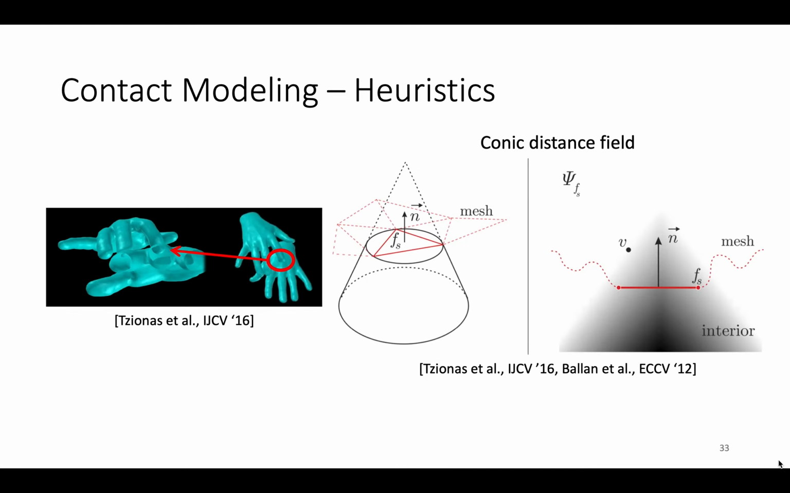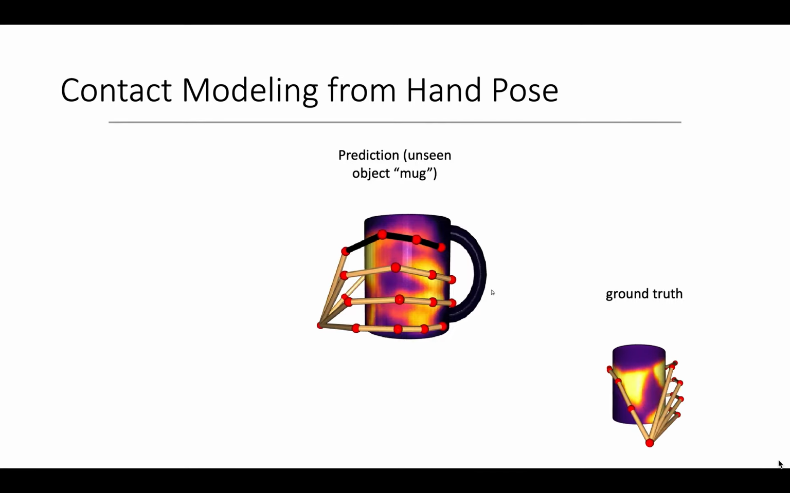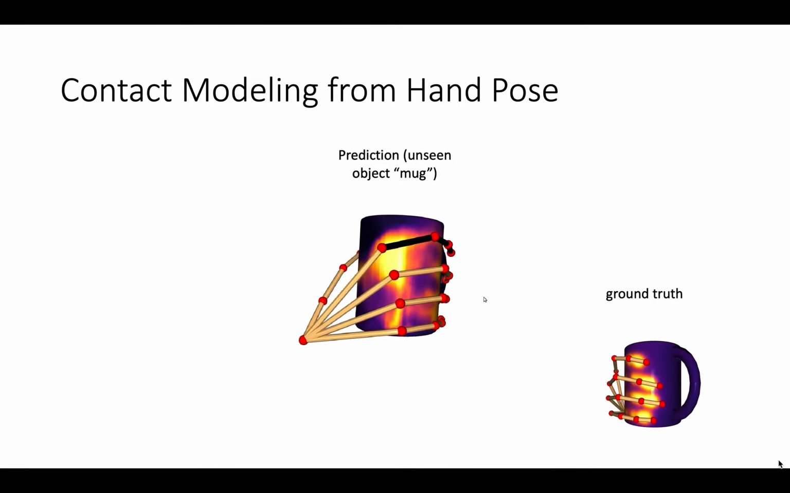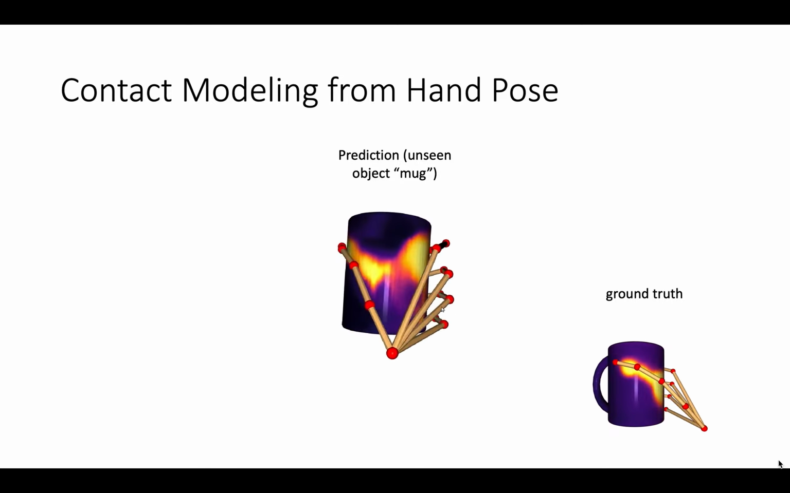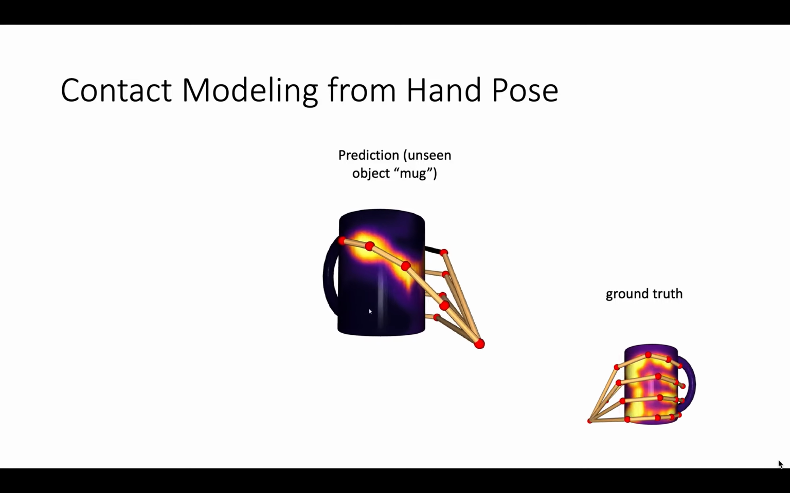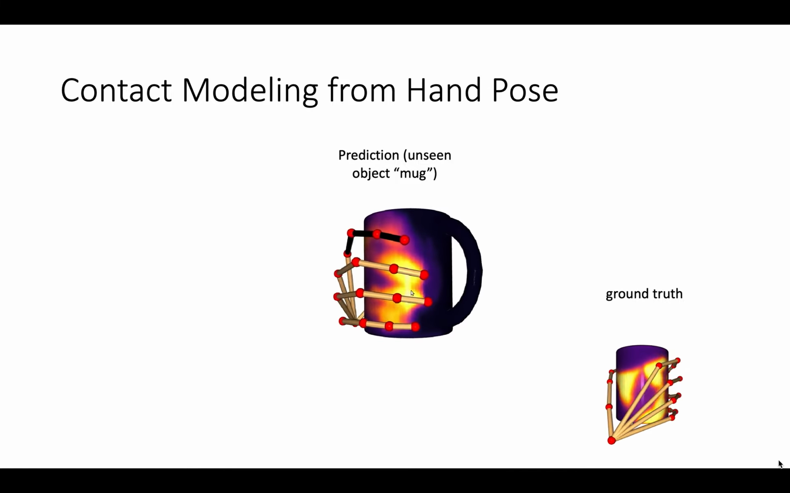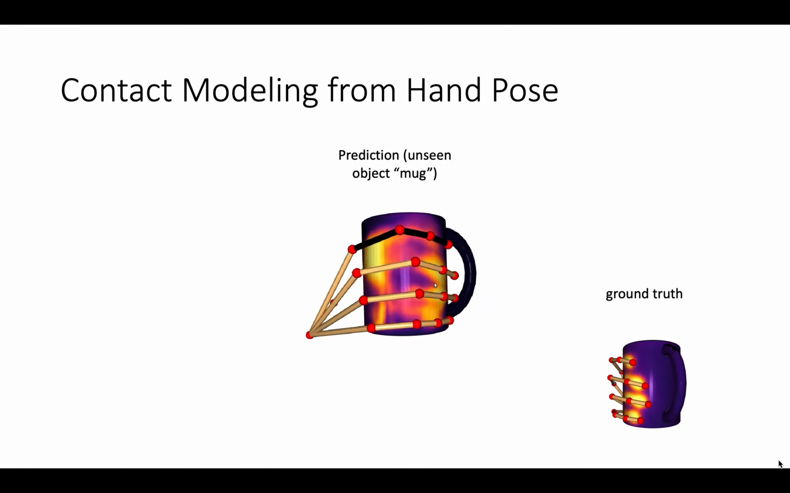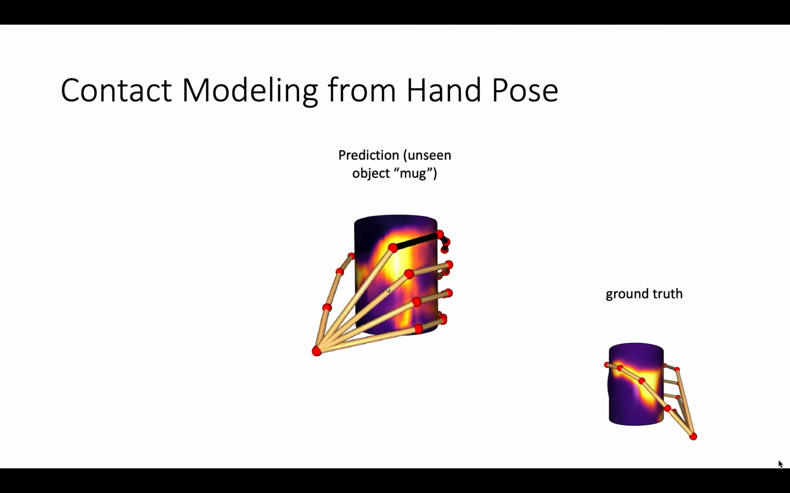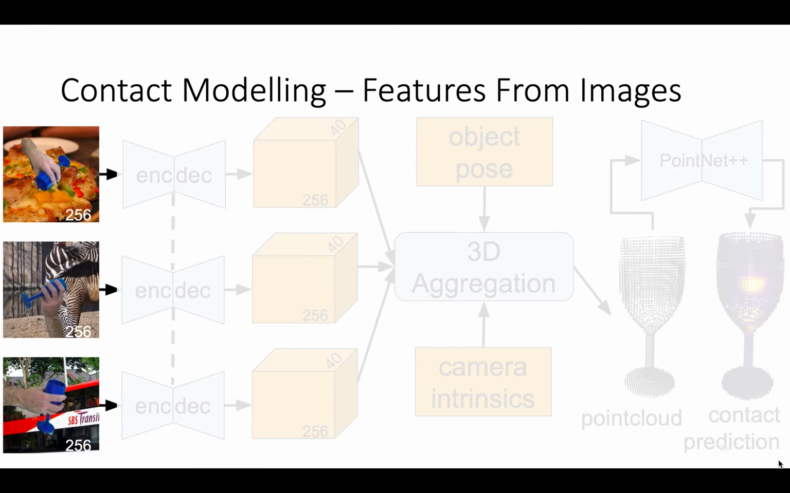This was compared to a simple but powerful heuristic, which uses the penetration depth inside the conic distance field of object mesh faces as a proxy for contact. Here's an example contact prediction from our model that uses skeleton features. Black indicates that all features for those phalanges were zeroed out to simulate imperfect hand pose.